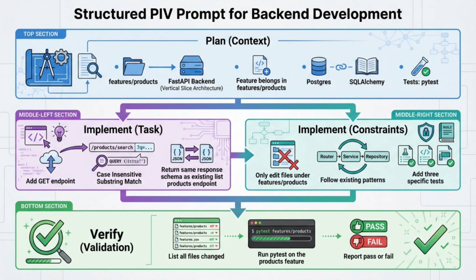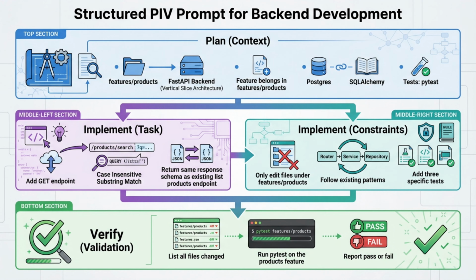First, context. We tell the AI we're working in a FastAPI backend with vertical slice architecture. The feature belongs in features/products. Database is Postgres with SQLAlchemy. Tests use PyTest. Second, the task. Add a GET endpoint at products/search with a query parameter. Match by substring on product name, case insensitive. Return the same response schema as the existing list products endpoint.